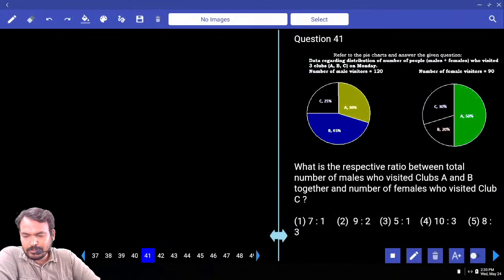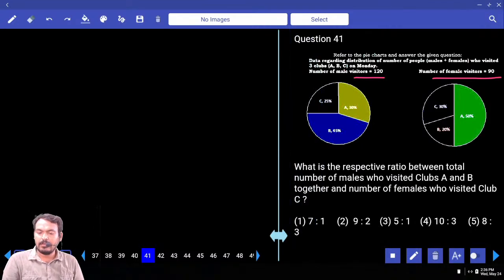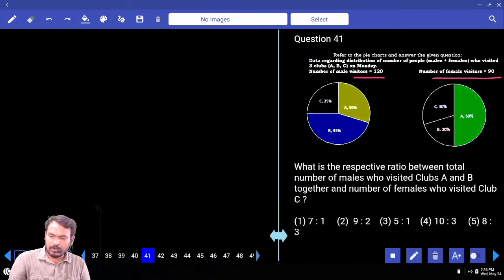Data regarding the distribution of number of people, male plus female, who visited 3 clubs A, B, C on Monday. Number of male visitors are given how much? 120, and number of female visitors are 90. Direct data. What is the first question?